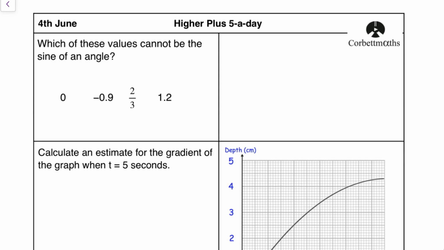Which of these values cannot be the sine of an angle? Okay, it's worded in an unusual way, but it just relies on you remembering that the sine of any angle is between 1 and -1. So really, that value is not between 1 and -1. So the answer to the question is 1.2, because that can't be. To be clear, that's the answer to the question.